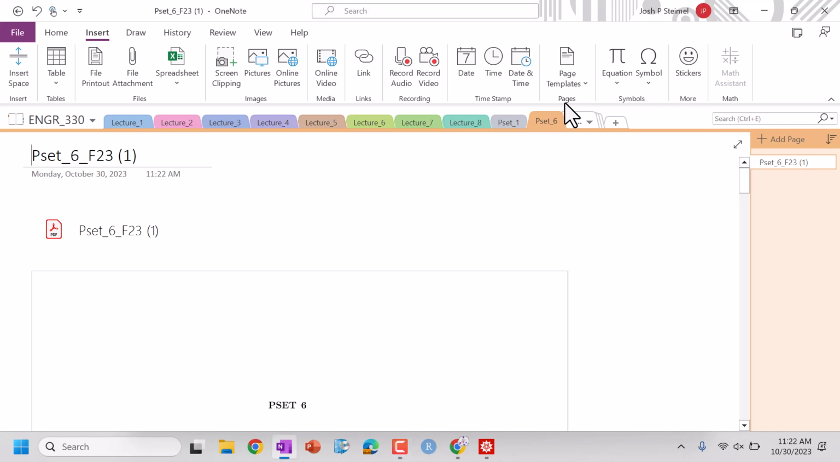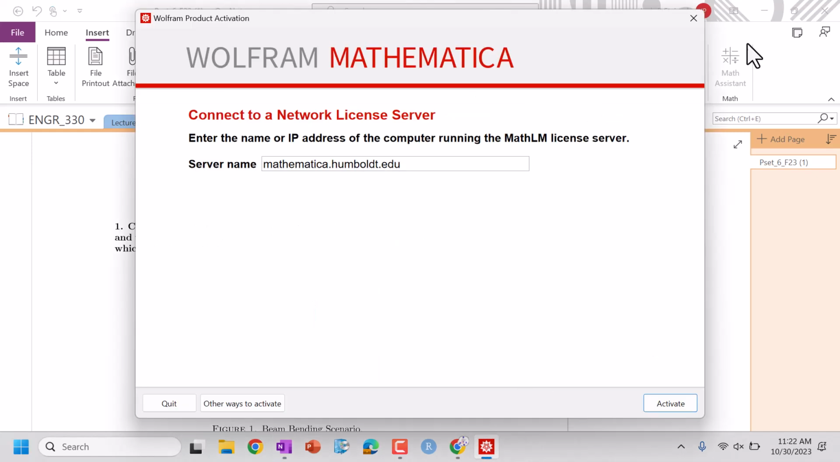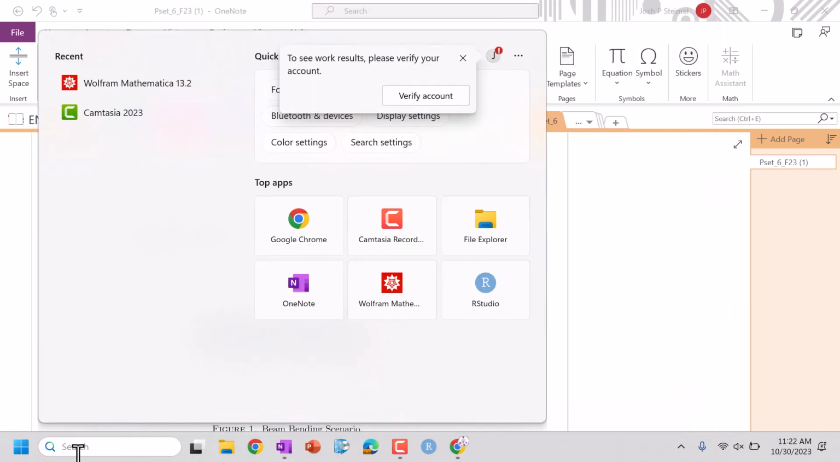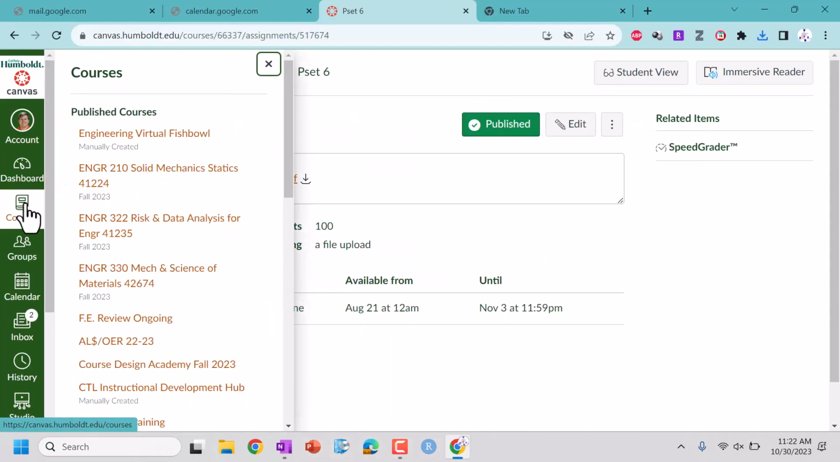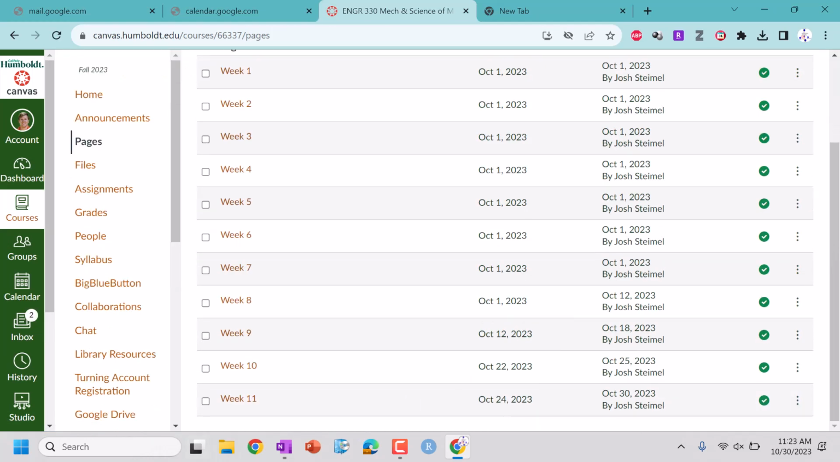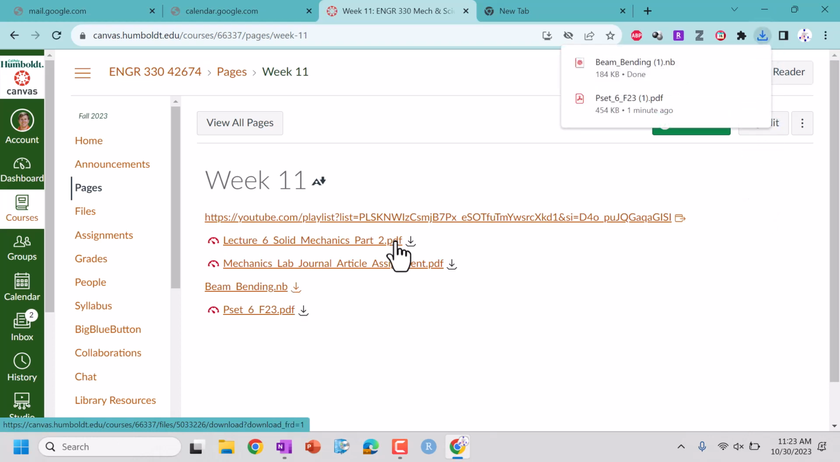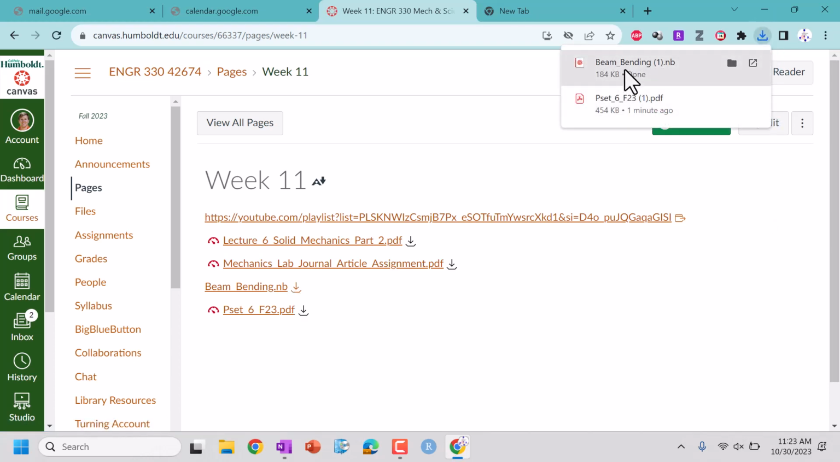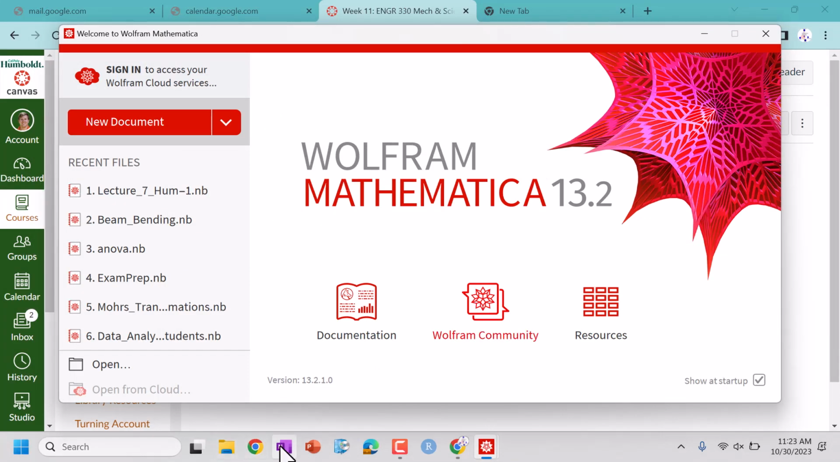All right, everyone, we are back and we are about to do our Pset 6 solutions. So let's fire up Mathematica. We are going to go to our Canvas and go to our pages, to our week 11, and then download our beam bending and open that up. Let's take a look at our problem set right here.